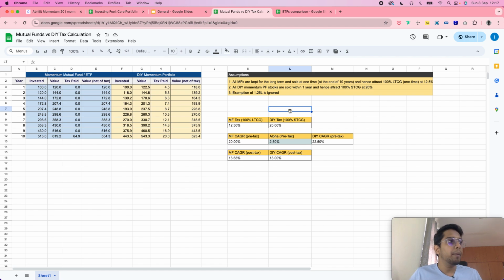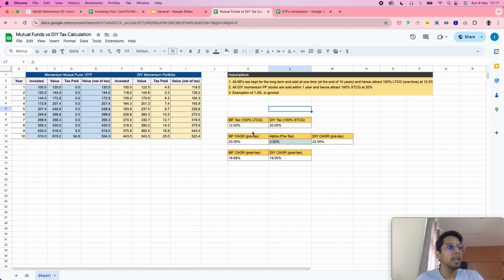Compare that with a DIY momentum portfolio in which whatever exits we made, all of those are 100% STCG. We have to pay STCG on 100% of the exits we make. Now we grow this also, we invest 100 rupees in this also, we grow this every year, but every year we have to pay tax on the gains, and the capital that is available for the next year is reduced by that much amount, right? So at the end we arrive at a value for both of these. This is the post-tax net value that you get out of both of these approaches.